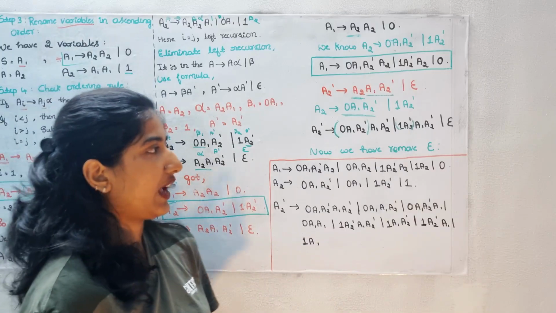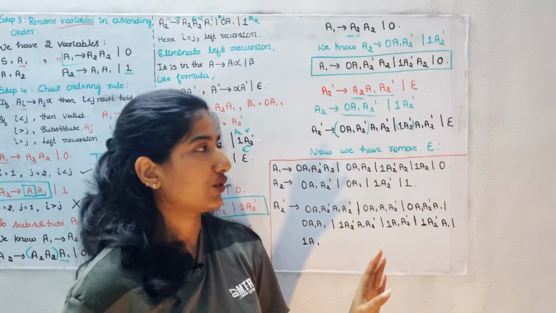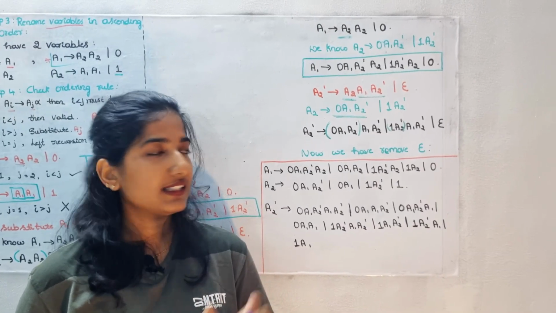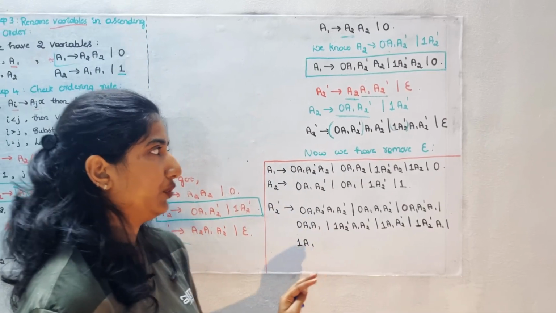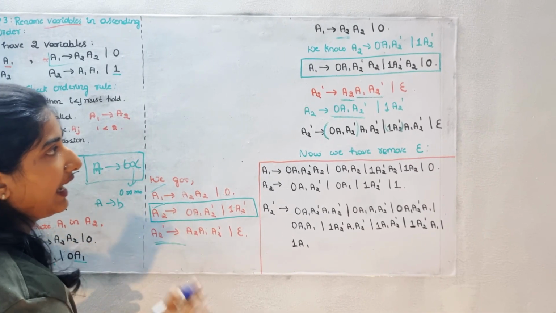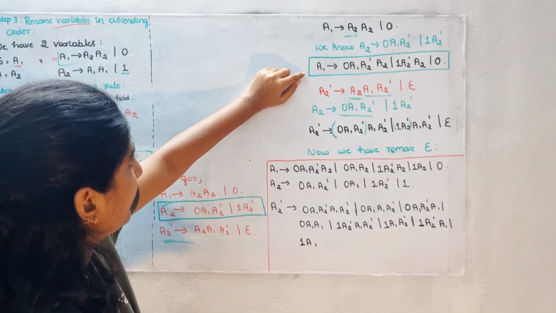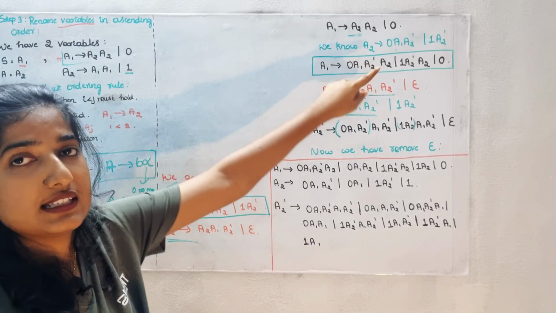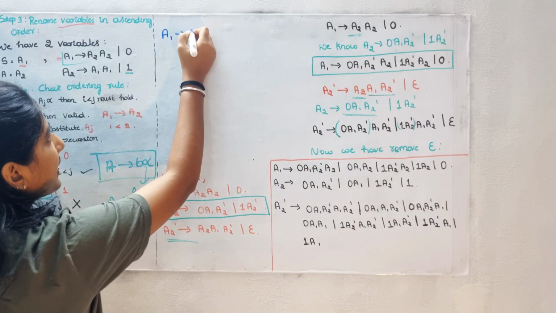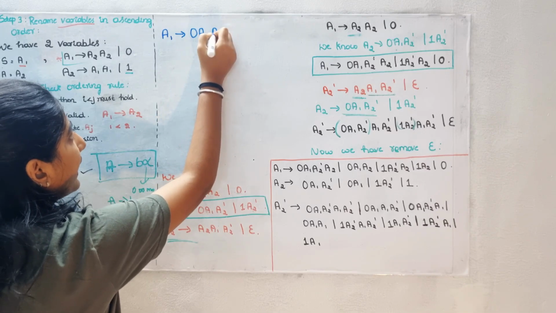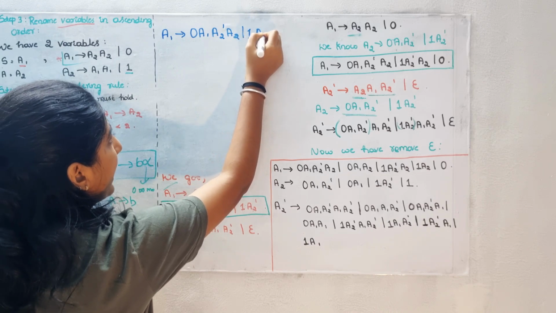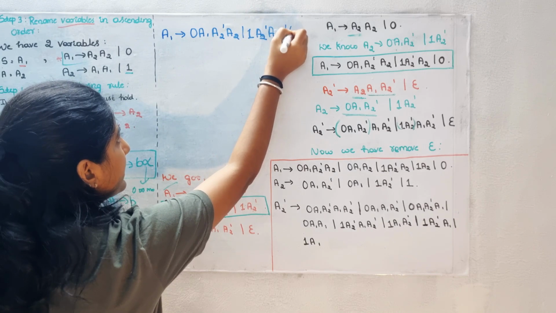Only thing that is left is we have to remove this epsilon. Let's do that. So now how to remove epsilon? Let me explain this in easy way. So what we have to do is we have to look at the equation. So let us first consider this A1. Okay. So we got A1 as this, right? After converting it into GNF we got this one. So A1 derives 0, A1, A2 dash, A2 or 1, A2 dash, A2 or 0.